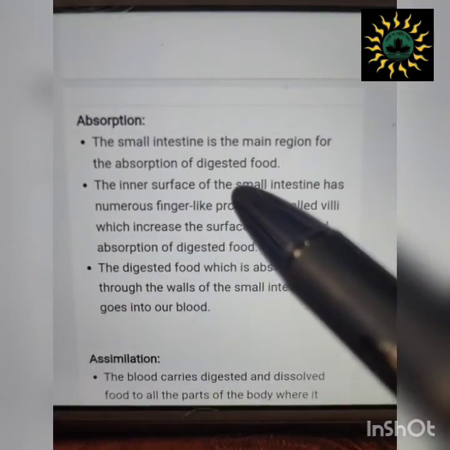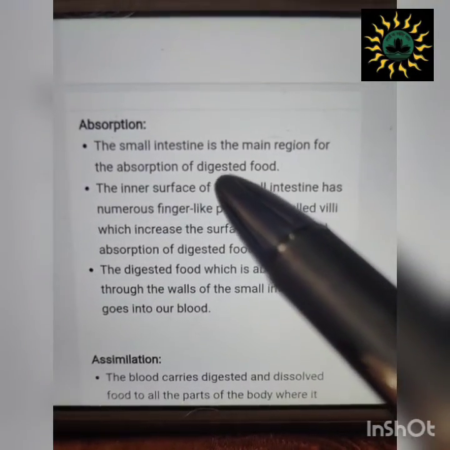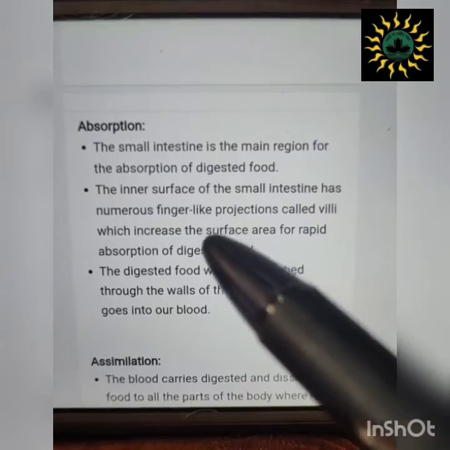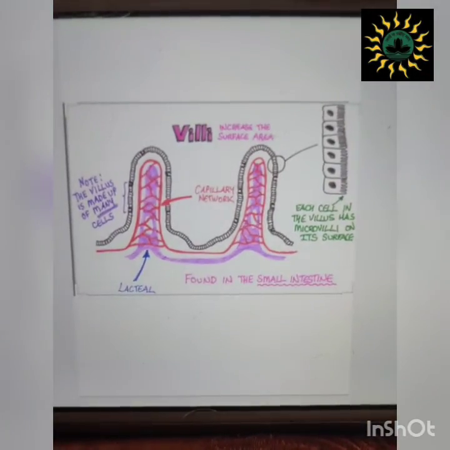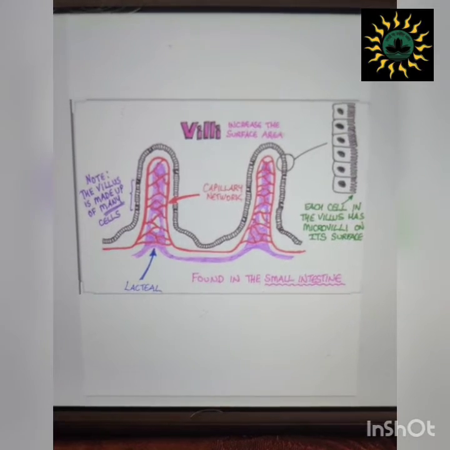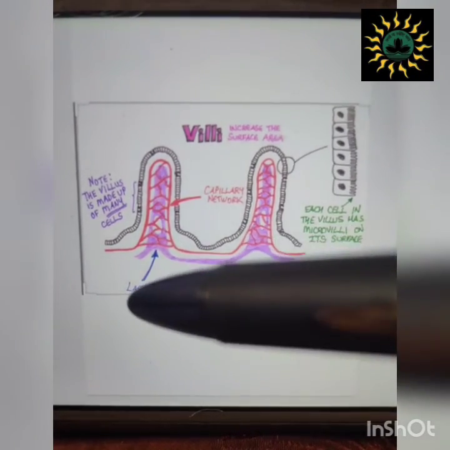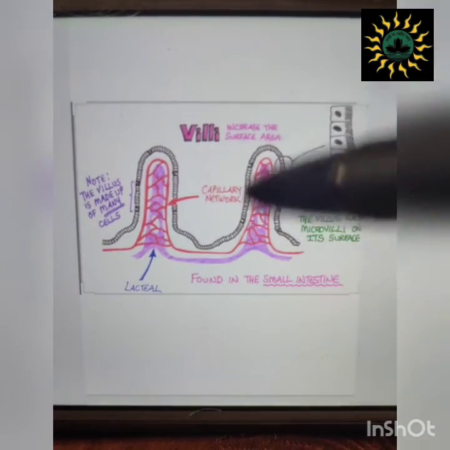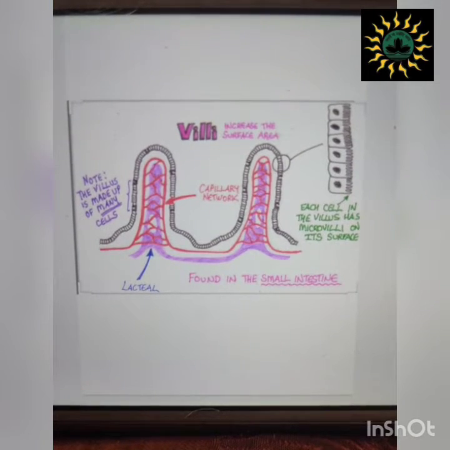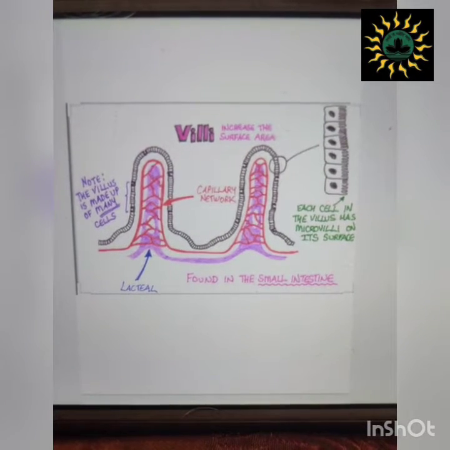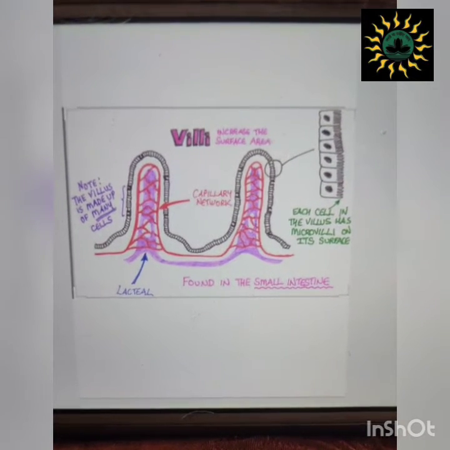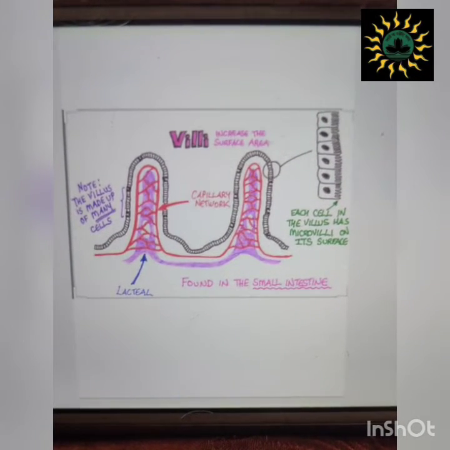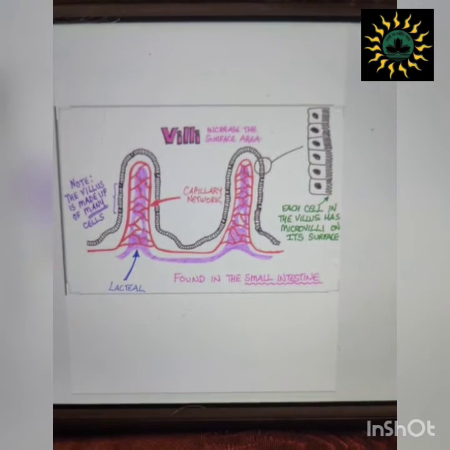Now absorption also starts in the small intestine, wherein there are some finger-like projections. You see this diagram I have made. Now these finger-like projections, as you can see. What is the function of this? They are called villi in plural and villus in singular. So what does this do? Basically this helps to increase the surface area for absorption to take place.